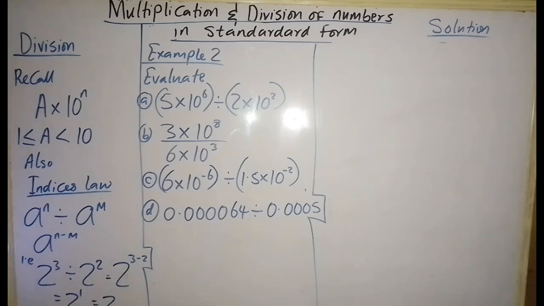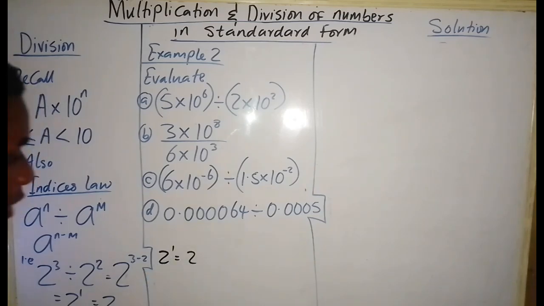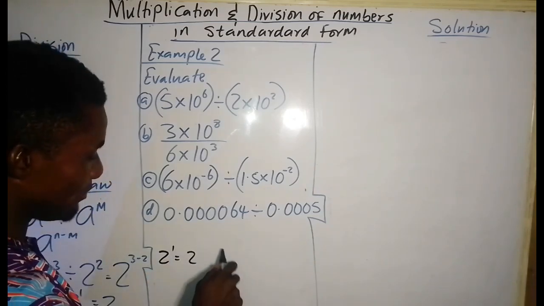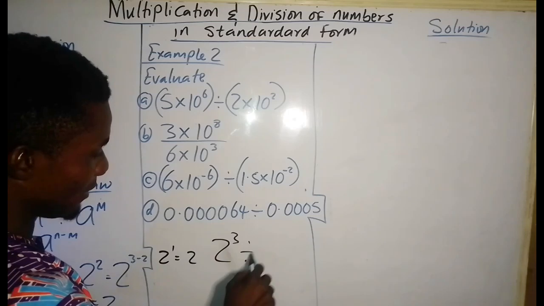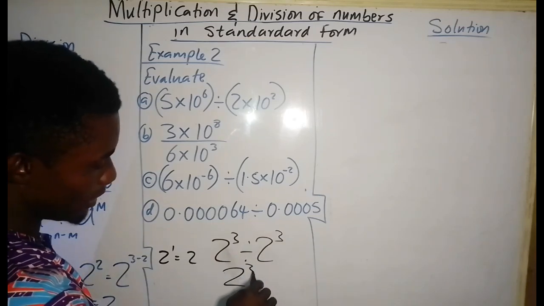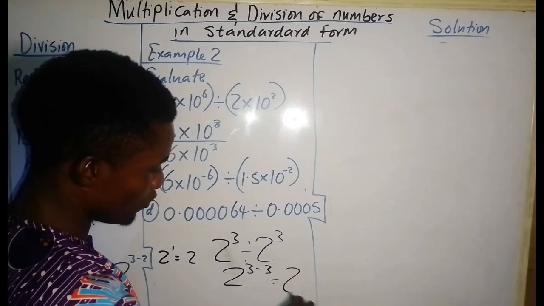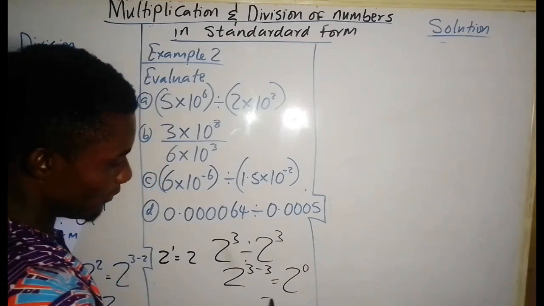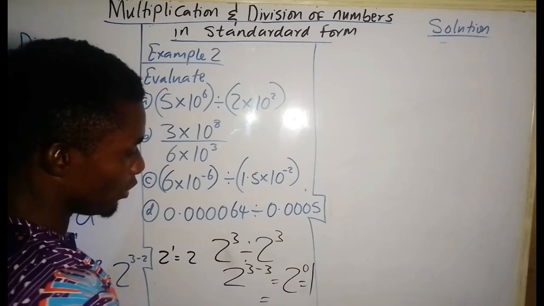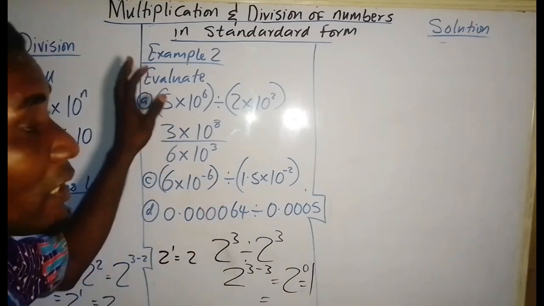And 2 raised to the power 1 is still the same thing as 2. But in a case where you have, let's say, 2 raised to the power 3 divided by base 2 raised to the power 3, in this case you're going to have base 2 raised to the power 3 minus 3. And 3 minus 3 is going to give you 0. So this will be 2 raised to the power 0. So your final answer here is going to be 1, because anything raised to the power 0 will always give you 1.